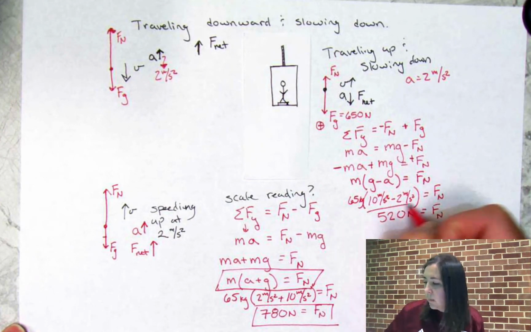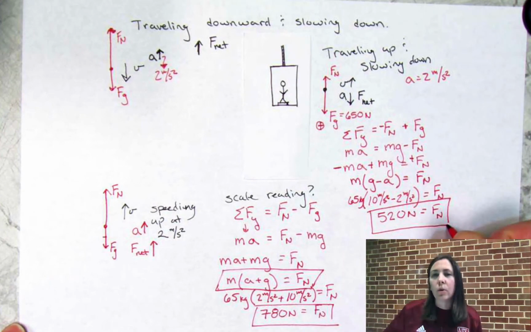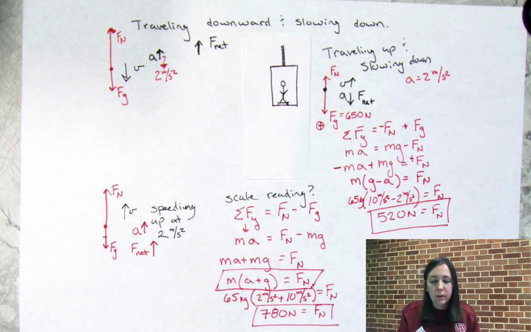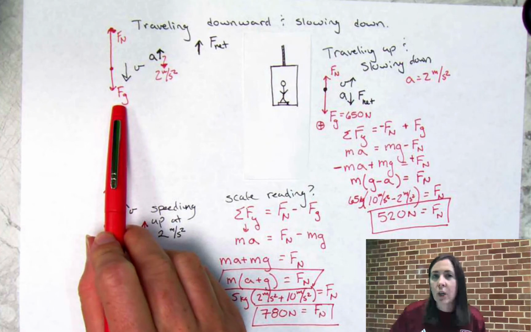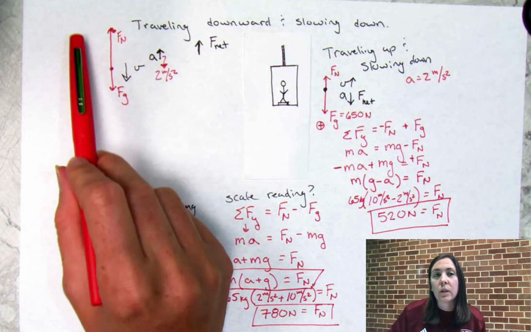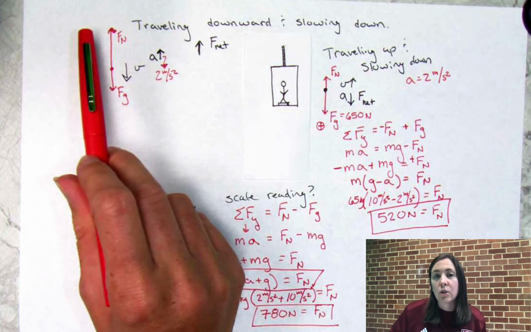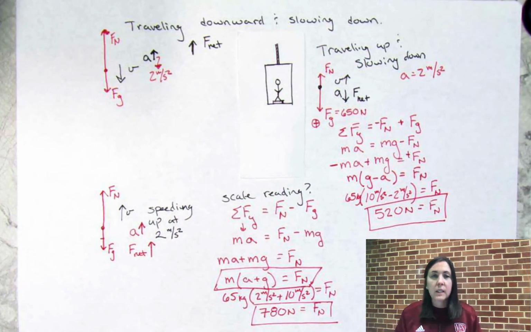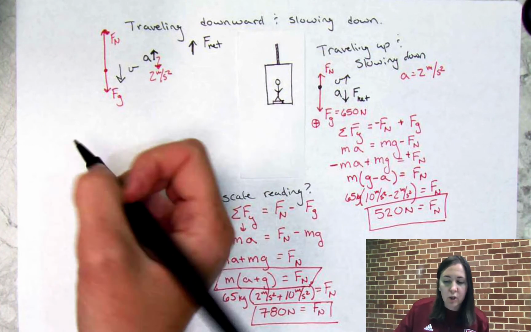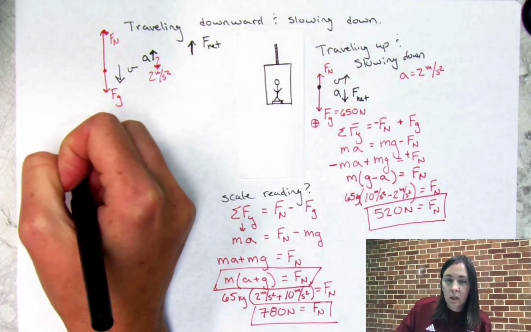So the key takeaway with any problem involving elevators or things that are accelerating upwards or downwards: think, which direction is this accelerating in? Once you know which direction it's accelerating in, then you know that is the direction of the net force. If the force of gravity never changes, then it's the normal force or the upward force that needs to change.